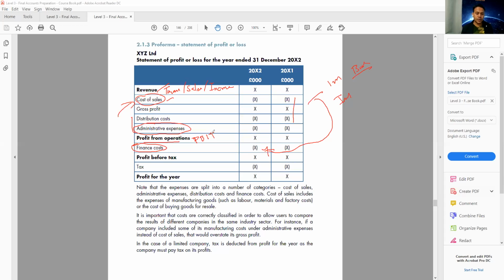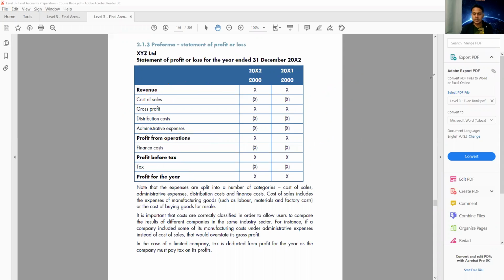Once the interest is gone, that is the finance cost here, once we minus the finance cost, we have only PBT, that is profit before tax. From the PBT, if we pay the tax, the T is gone, and only the profit is remaining for the year. Now there is a profit here, it could be a loss as well. So either it could be profit or it could be loss. I think all of you know this template is very simple. So let's move on.